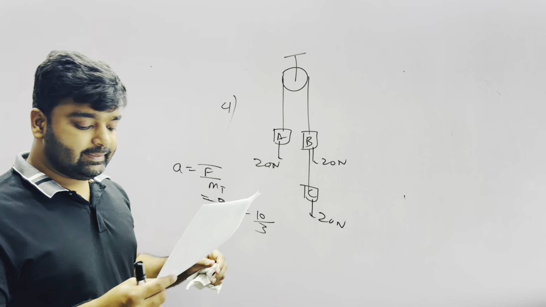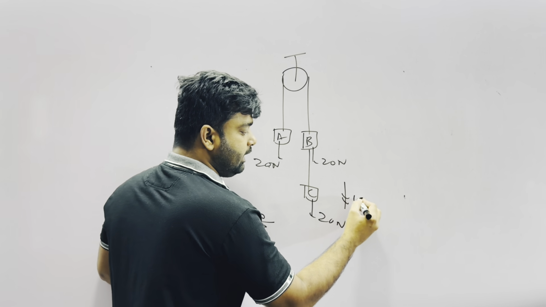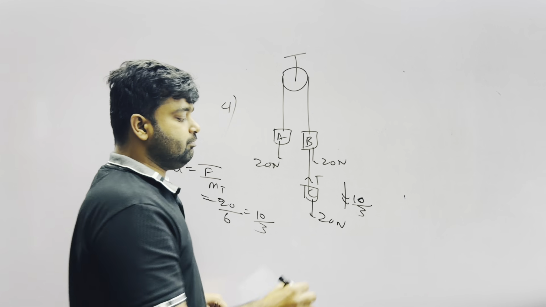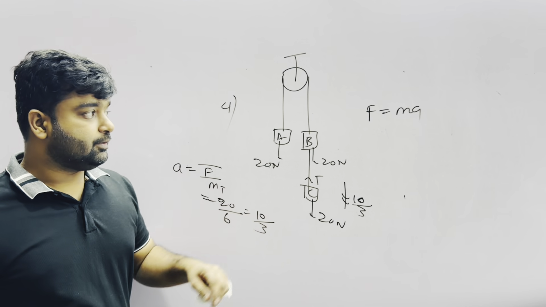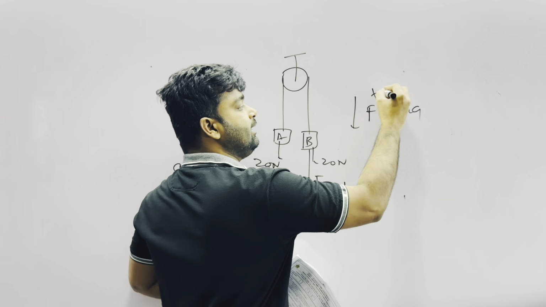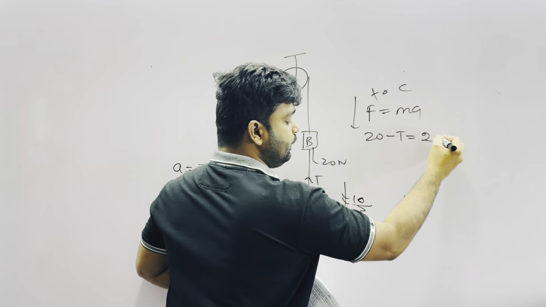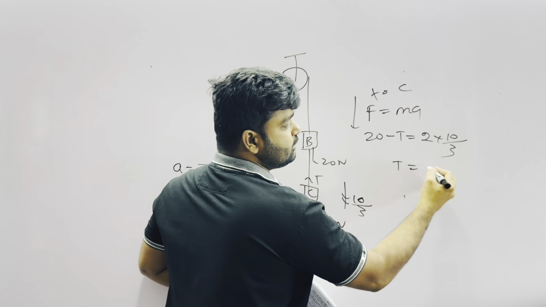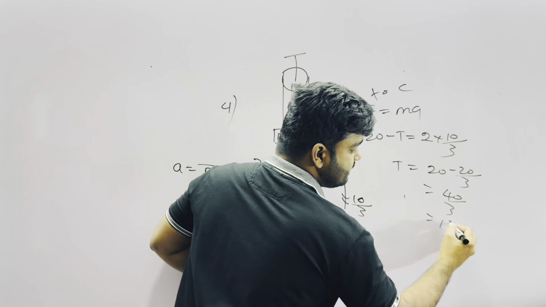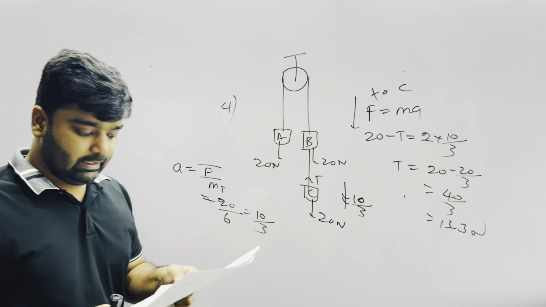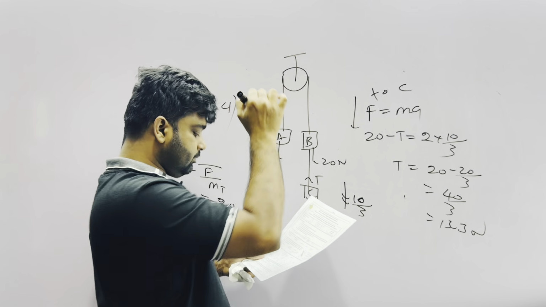Then we have to find the tension. It is accelerating downward with 10 over 3. Tension is upward. If we apply the equation F equals ma downward: 20 weight minus tension upward is equal to 2 into 10 over 3. Then tension is equal to 20 minus 20 over 3, which is 40 over 3, that is 13.3 Newton. The best answer for question number 4 is the third one.